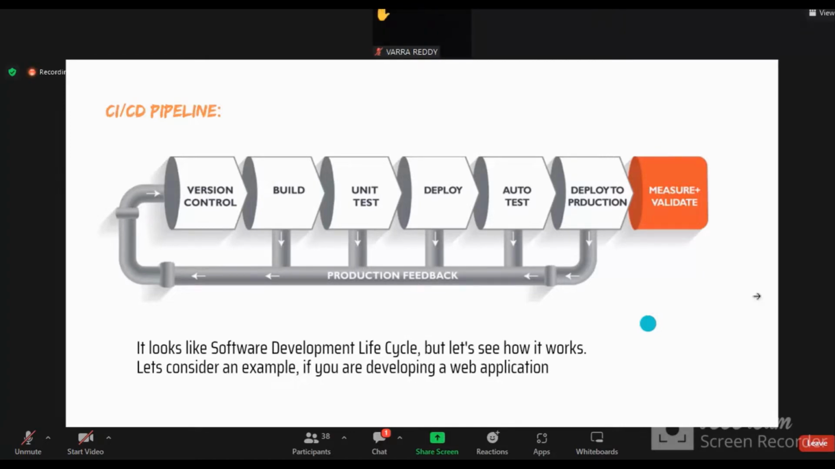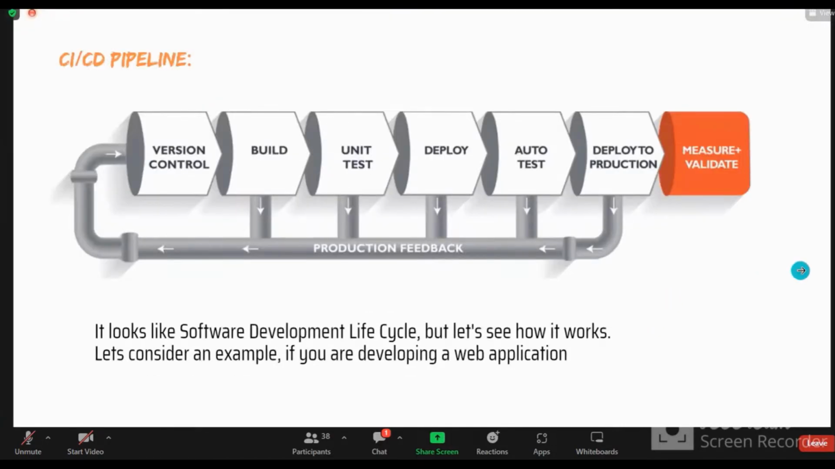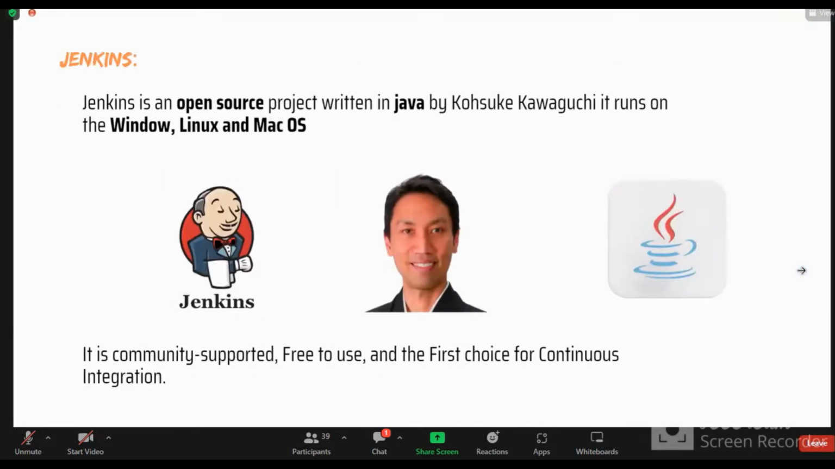So next, what is the meaning of pipeline, guys? Step-by-step execution of a particular process is called a pipeline, as we all know. And after that, Jenkins is an open source platform written in which language? Java. By whom? Kohsuke Kawaguchi. It is platform independent, as we all know.